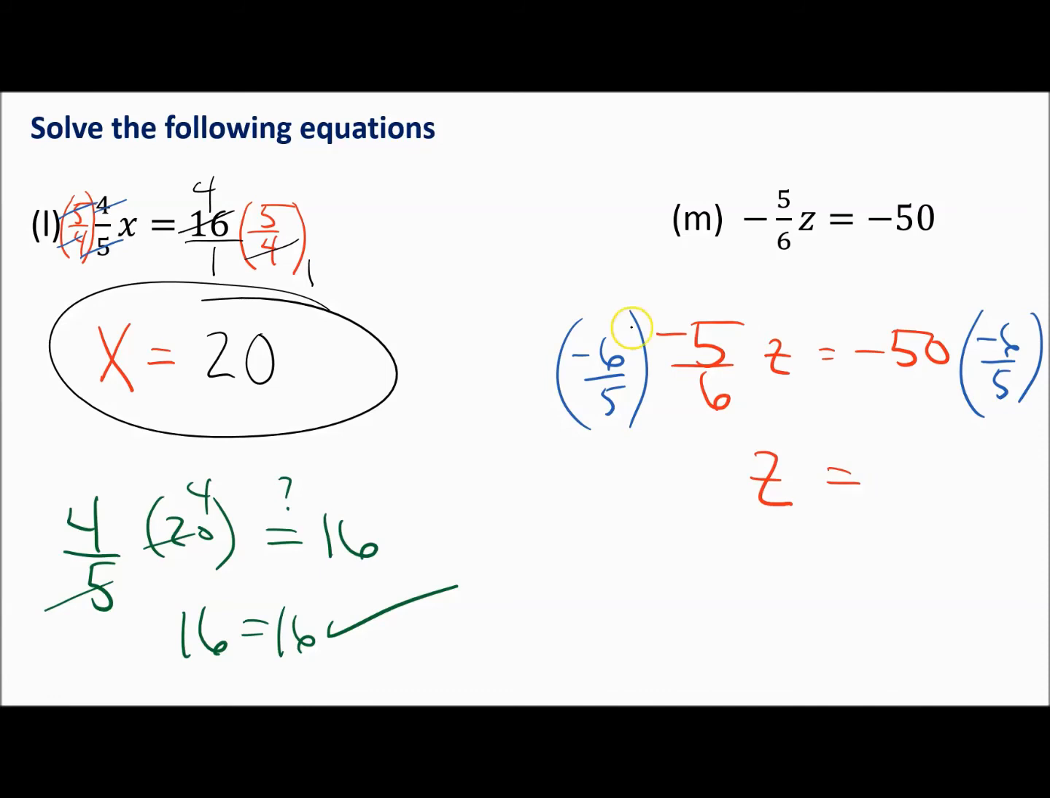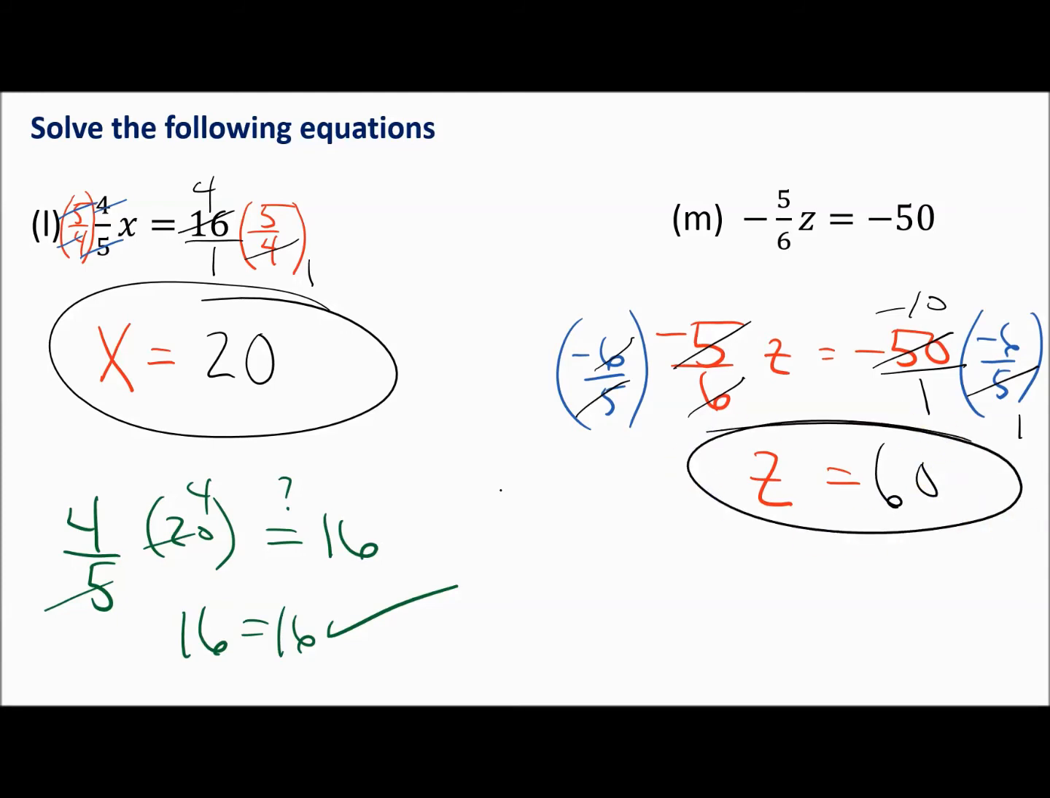This works like this: 6 cancels with this 6, right? This 5 cancels with this 5, and the negative times the negative is a positive. Yes, that's just plus z. Now on the other side, let's put that over 1. I can pre-simplify because this 5 goes into 5 once, and then 5 into negative 50 is negative 10. And then you could say negative 10 times negative 6 is positive 60. So my solution is 60, but just to be sure, let's check it.